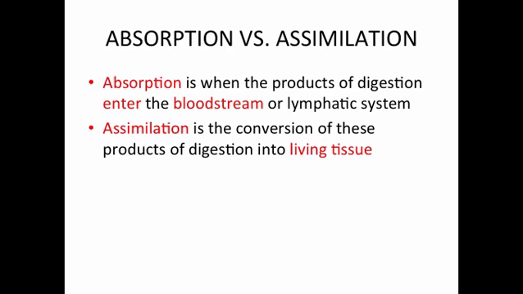A couple of important definitions you need just for this lesson. Absorption is when the products of digestion go into the bloodstream or the lymphatic system, and assimilation is when these products are converted into living tissue. If you remember from your nutrition definitions, it mentioned assimilation. Try not to get these 2 words confused.